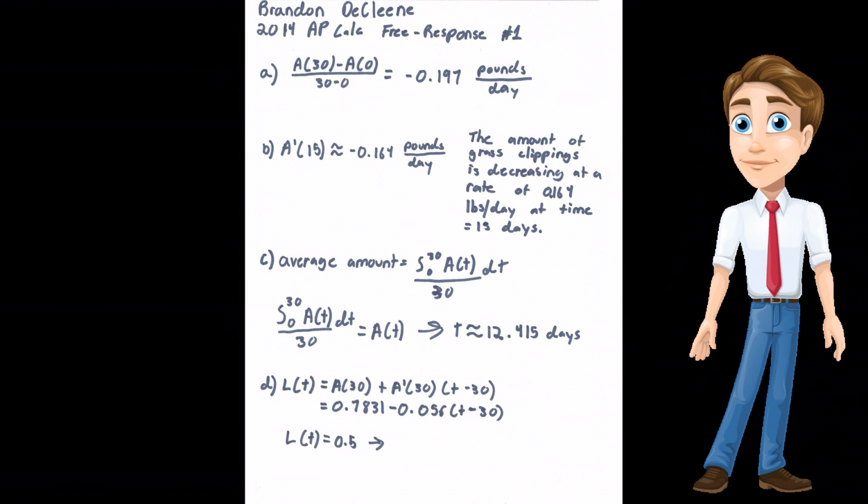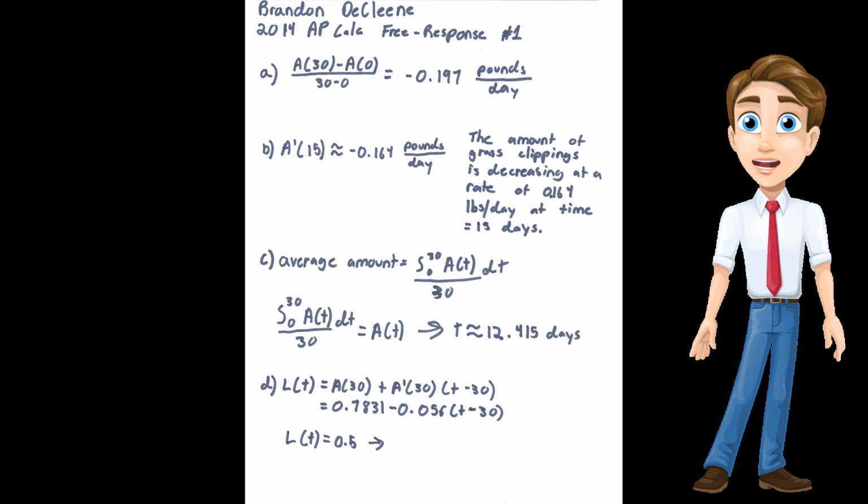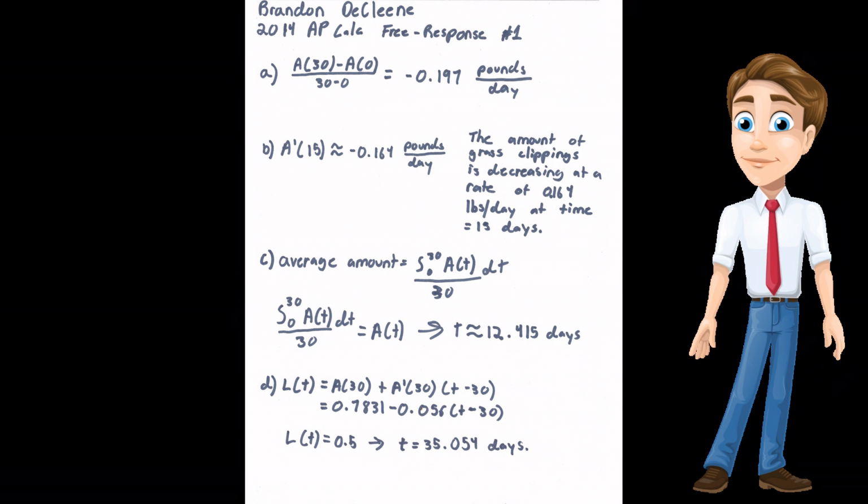I got L of t equals 0.5. Now we want to use L of t to predict the time at which there will be 0.5 pounds of grass clippings remaining. To do this, you should solve L of t equals 0.5. You can do this either by using the numerical solver on your calculator or by graphing it. I got that t equals 35.054.